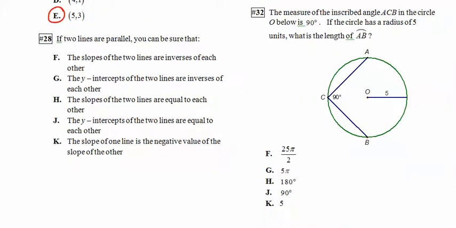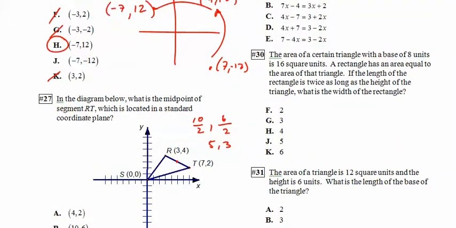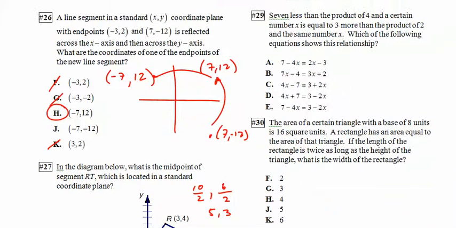Two lines are parallel. You can be sure that slopes are inverse of each other. Nope. The y-intercepts are inverse. Nope. The slopes of the two lines are equal. Yep. And notice I keep going. The y-intercepts of the two lines are equal. Nope. Slope of one line is negative. Nope. I think they're hoping people get confused with perpendicular, which we're just way too smart for.